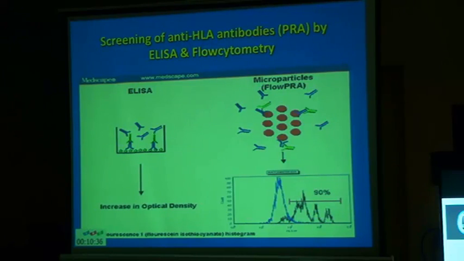In the case of flow cytometry, the beads are coated with the HLA antigens, and if there is positivity, the antibodies will attach to the beads, followed by the conjugate. In this case, it is fluorescein conjugated, and there is an increase in the amount of fluorescence intensity.